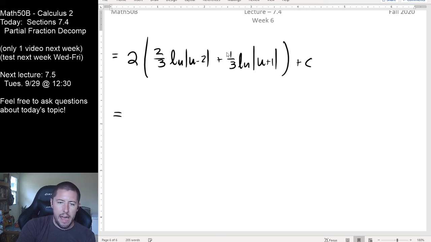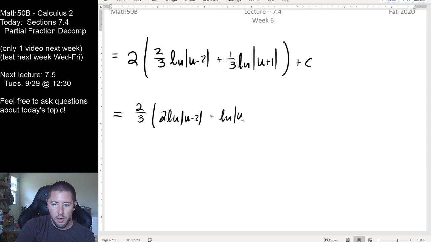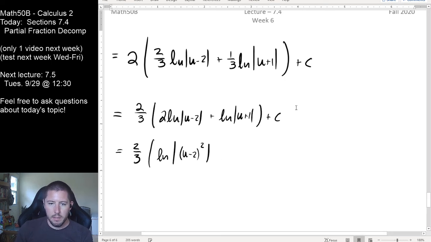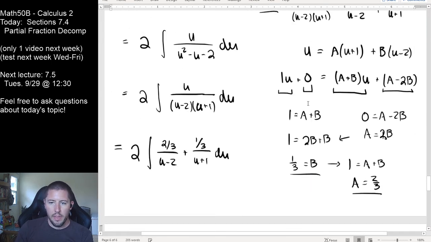I think that I want to factor out this 1/3. So I'm going to think of this as 2/3 times 2 natural log of u minus 2 plus natural log of u plus 1, plus c. I'm going to go ahead and move this 2 in as a power. Wait, was that a plus between them? Okay, that was a plus between them.